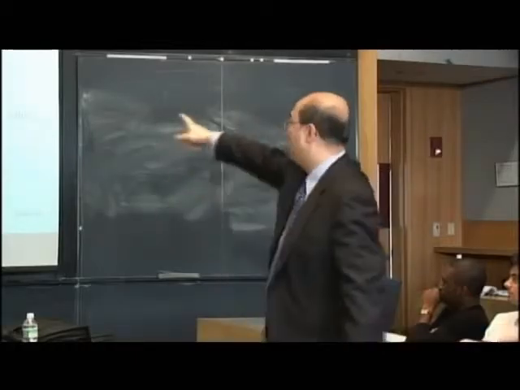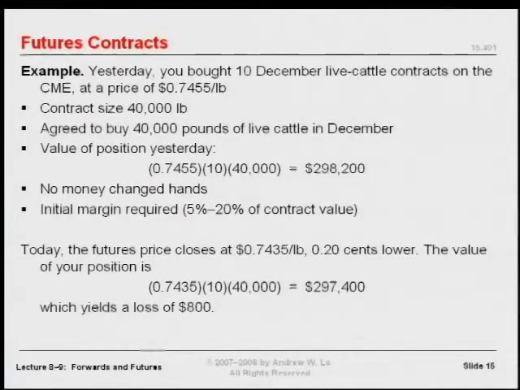So let's do an example. That was the position yesterday. No money changed hands. You've got some initial margin that you had to put down, but that's really your money in a brokerage account. You're not giving it to anybody. It's safety money. It's collateral, right? Okay, now today, what happens?